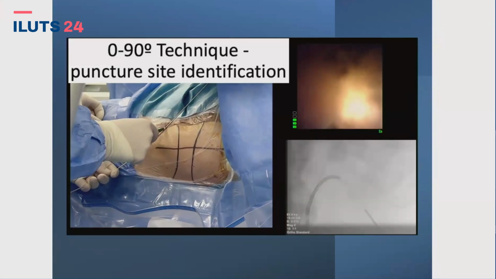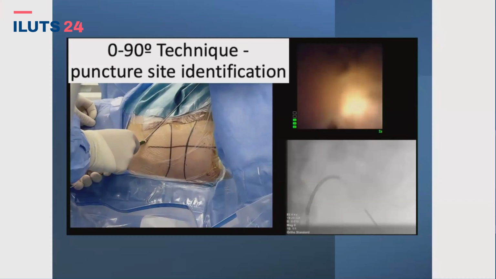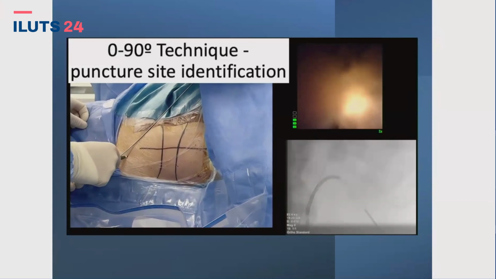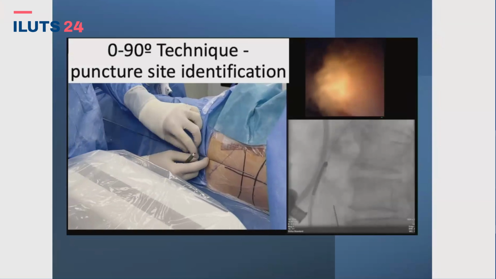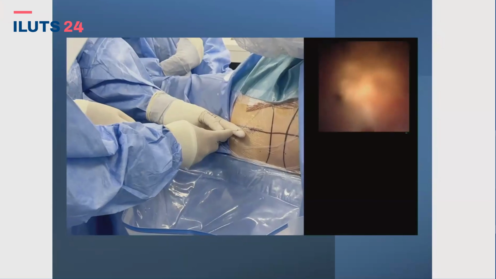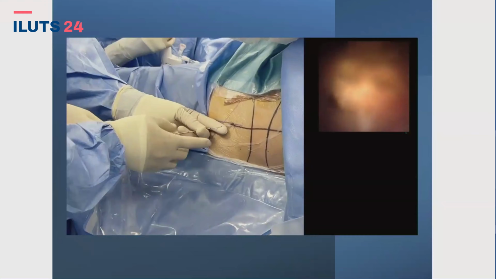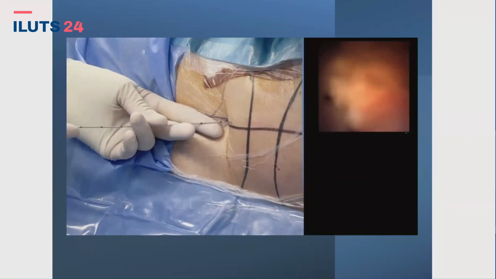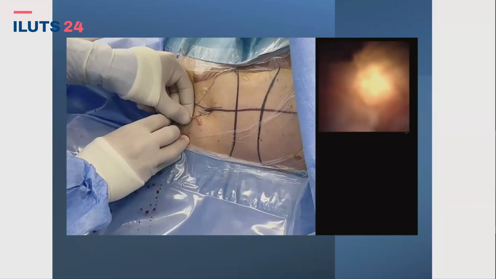So we start with drawing our landmarks. You know that we do the 0-90 degrees technique. So it means that we rotate the C-arm from 0 to 90, as we already have explained, because of the depth of the calyx that we are seeing on ultrasound. It's exactly the same, but on X-ray.